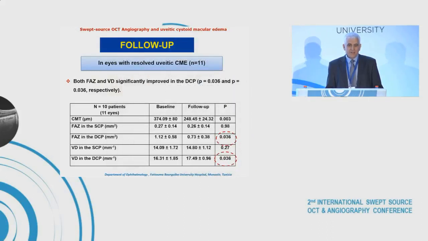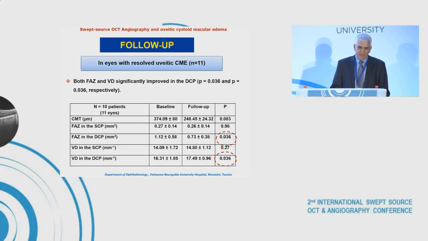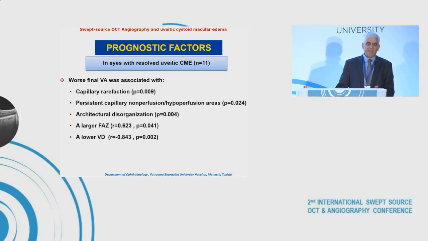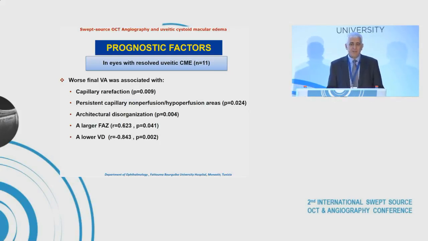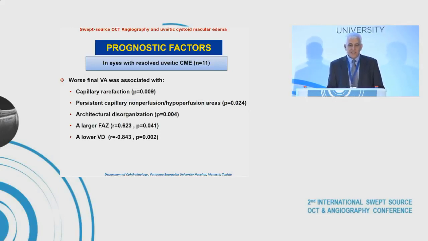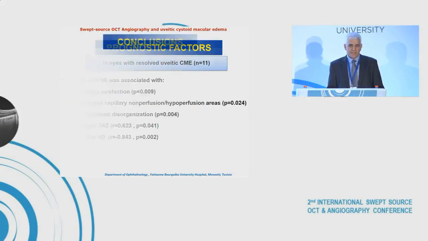In eyes with resolved cystoid macular edema, both the foveal vascular zone area and vessel density significantly improved in the deep capillary plexus after resolution of cystoid macular edema. In these eyes, a worse final visual acuity was associated with capillary rarefaction, persistent capillary hypoperfusion, architecture disorganization, a larger foveal vascular zone area, and a lower vessel density.